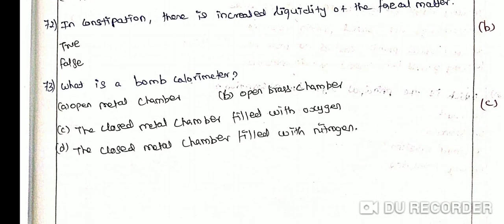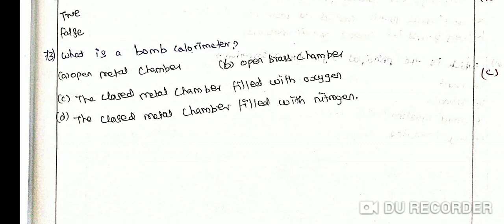What is bomb calorimeter? Option A, open metal chamber. Option B, open brass chamber. Option C, the closed metal chamber filled with oxygen. Option D, the closed metal chamber filled with nitrogen. The correct answer is option C, the closed metal chamber filled with oxygen.